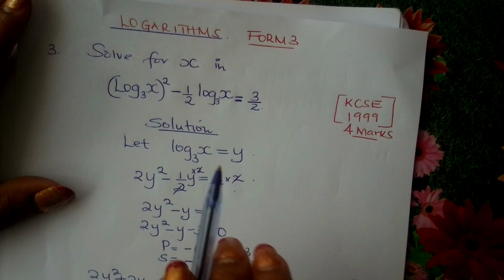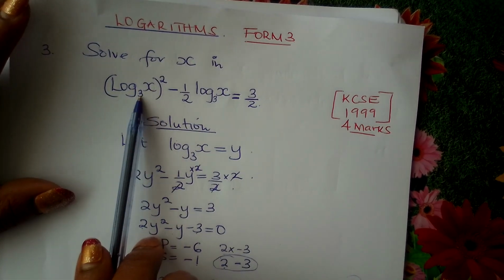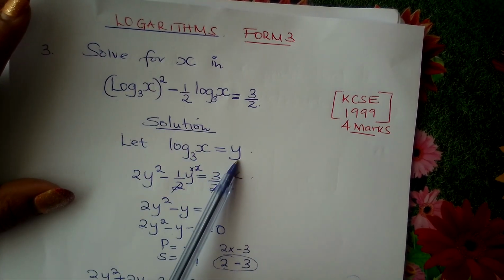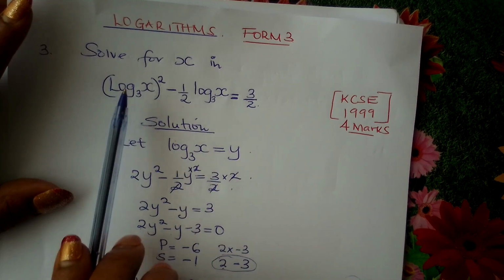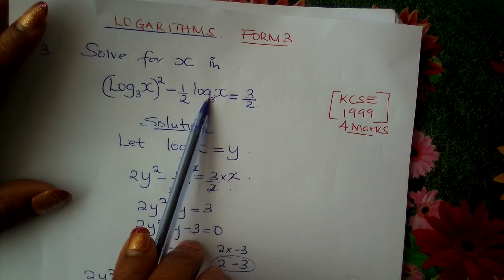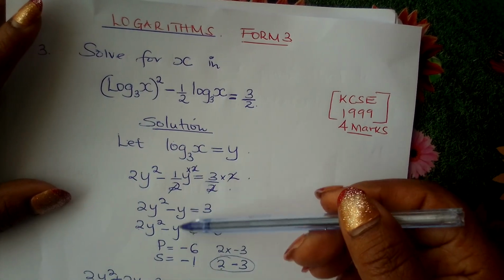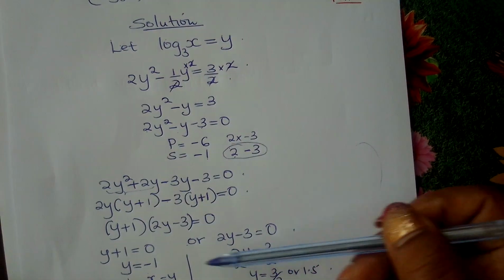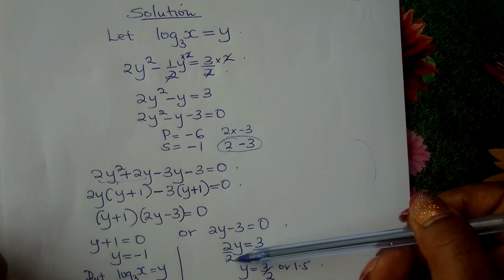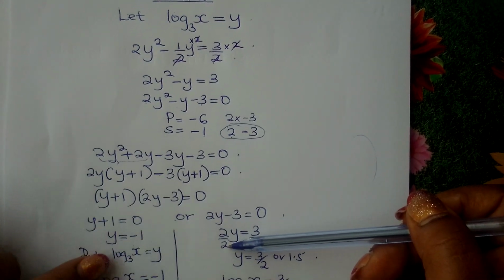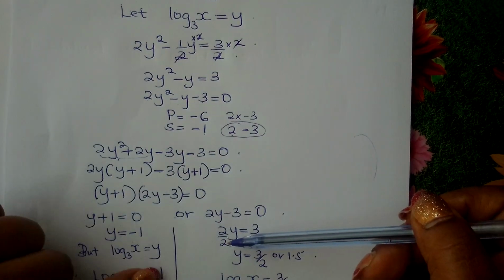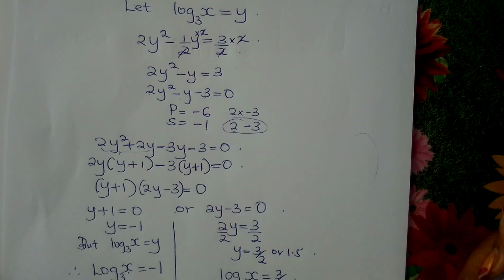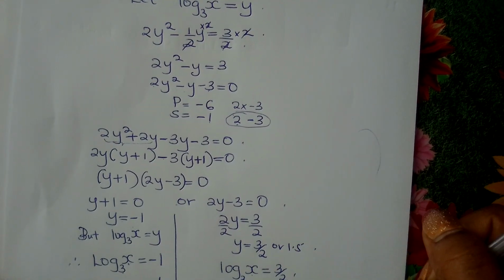So the very important point is to know that this log x to base 3 should be equated to y. Then you fix your y there, and you end up with a quadratic equation that you solve to get your y. After getting your y's, don't forget that log x to base 3 was the y. So equate this to negative 1, equate this to 3 over 2, and then you continue.